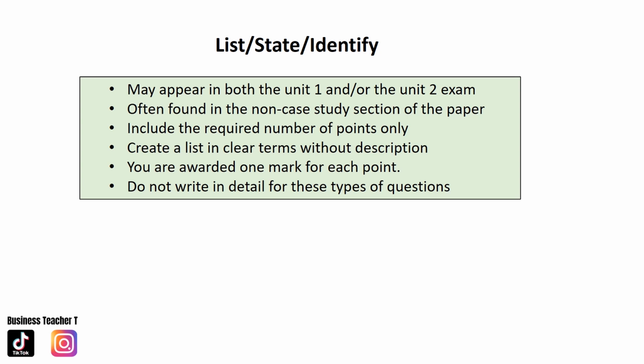When answering these type of questions, you need to include the required number of points only. So the question might state, list 5 features. So if it requires you to list 5 features, then list 5. Do not list 6 because the examiner will only mark the first 5. So you're wasting time if you do so. So if you're required to write 5 points, then you write 5 points. Required to write 4, then you write 4. And then you move on to the next question.